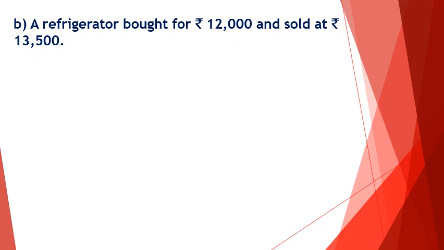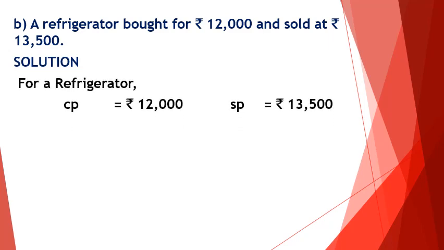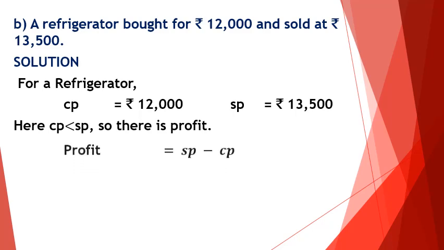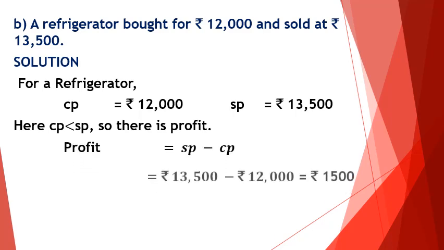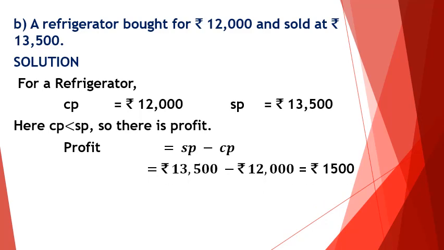B. A refrigerator bought for rupees 12,000 and sold at rupees 13,500. So for a refrigerator, CP equal to rupees 12,000, SP equal to rupees 13,500. Here CP less than SP, so there is a profit. What is profit? SP minus CP. Substitute the value, you will get a profit equal to rupees 1500.